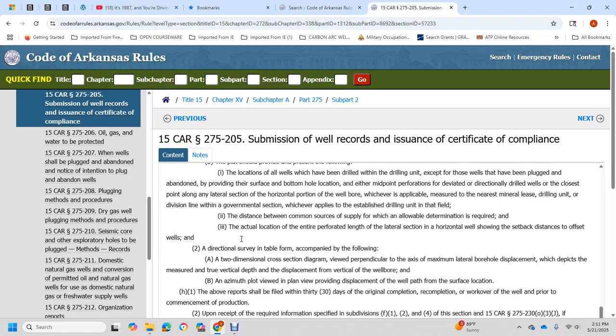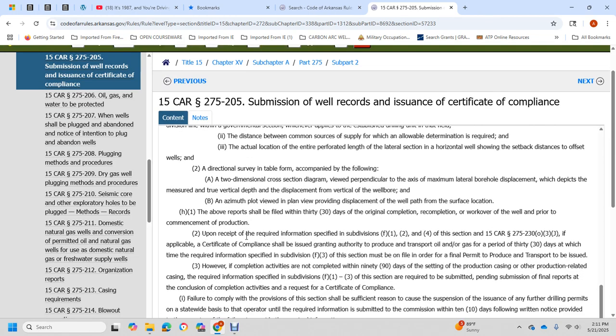The actual location, either the entire perforated length of the lateral section of the horizontal well, shown with the set distance of the offset well, with the directional survey table, the form and the company with the following: two-dimensional cross-section diagram by view perpendicular to the axis of maximum lateral borehole displacement, fixed measured through vertical depth displacement of the wellbore, with the azimuth plot view, with the planning view, with the displacement of the well path of the surface location. The above report shall be filed within 30 days of the original completion or recompletion work over of the well.